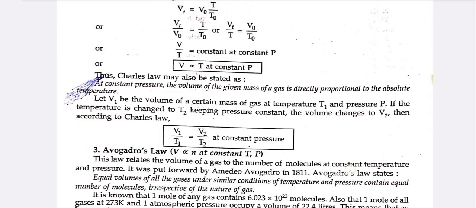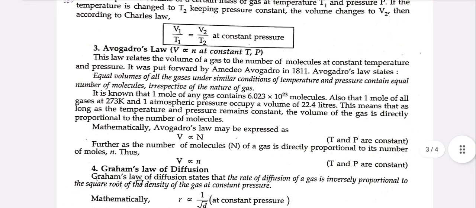Avogadro's law. V is directly proportional to N at constant temperature and pressure. This law relates the volume of a gas to the number of molecules at constant temperature and pressure. It was put forward by Amedeo Avogadro in 1811. Avogadro's law states that equal volumes of all gases under similar conditions of temperature and pressure contain equal number of molecules irrespective of the nature of the gas.